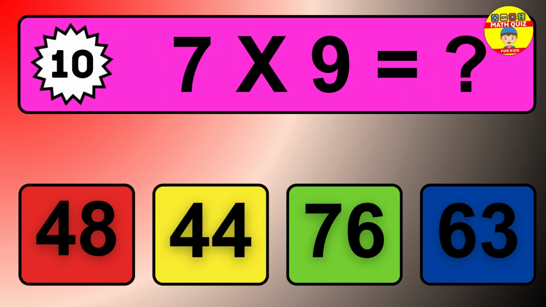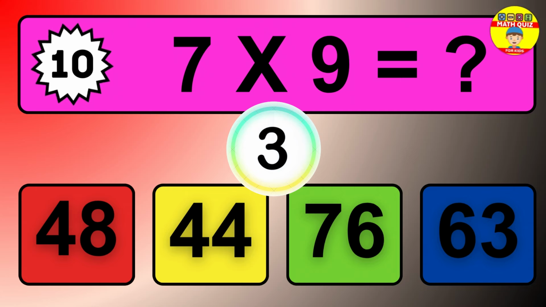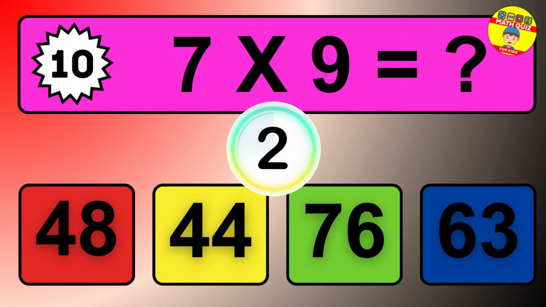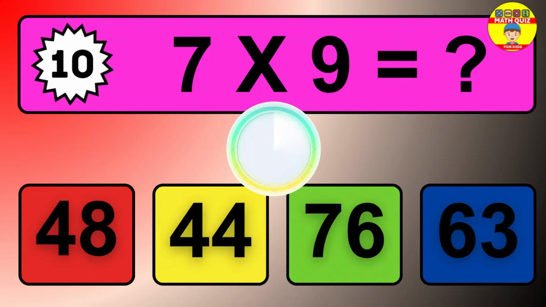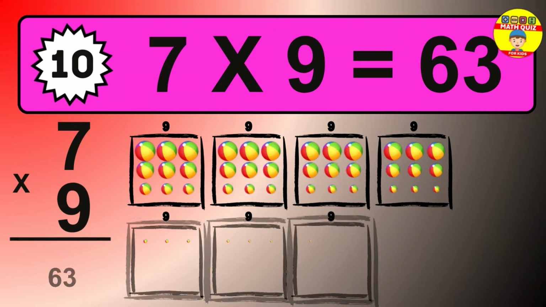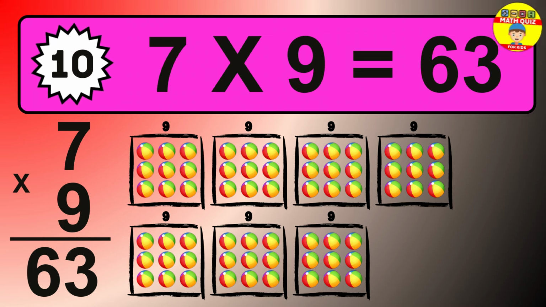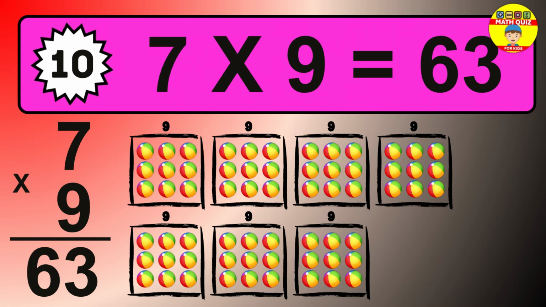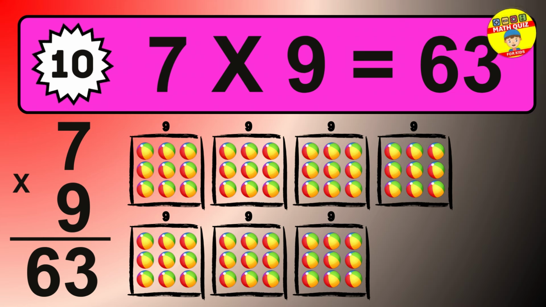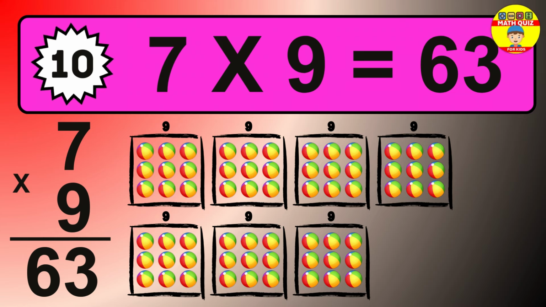Question 10. 7 times 9 equals what? So, the answer is 7 times 9 is 63. To calculate, we have 7 groups with 9 balls each one. So, how many balls do we have? 63 balls.